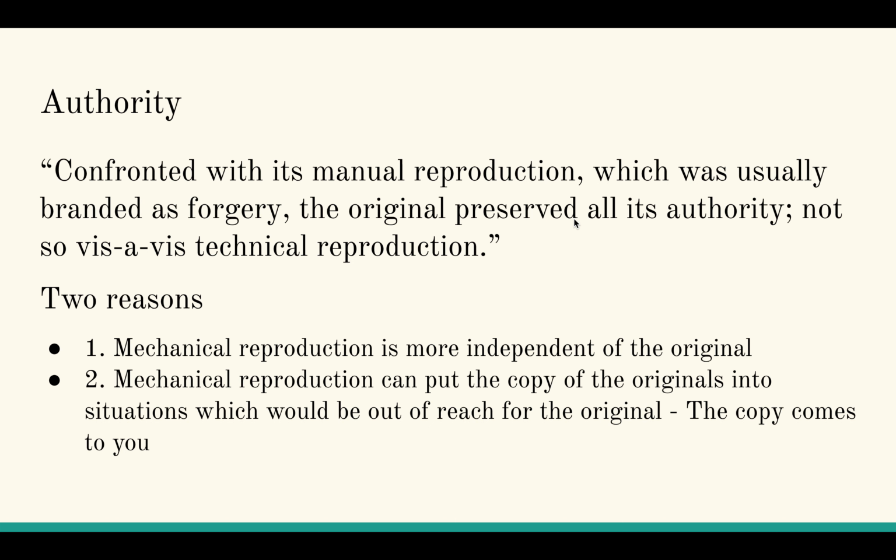So, Benjamin says there's two reasons for this. The first one is that mechanical reproduction is more independent of the original. So, if we hand copy a painting, that hand copy is deeply, deeply dependent on the original, right? You have to sit there and look at the original. You have to be really careful in examining it to create it so that people can't tell that it's a forgery and so on. With mechanical reproduction, I can stamp out as many lithographs, for example, as I want, just one after the other, and they're all the same, right? The first one doesn't really matter. It's just one of many, right?